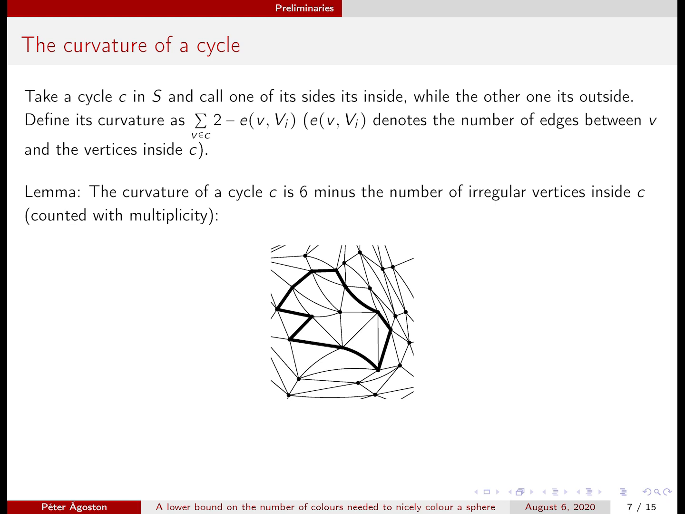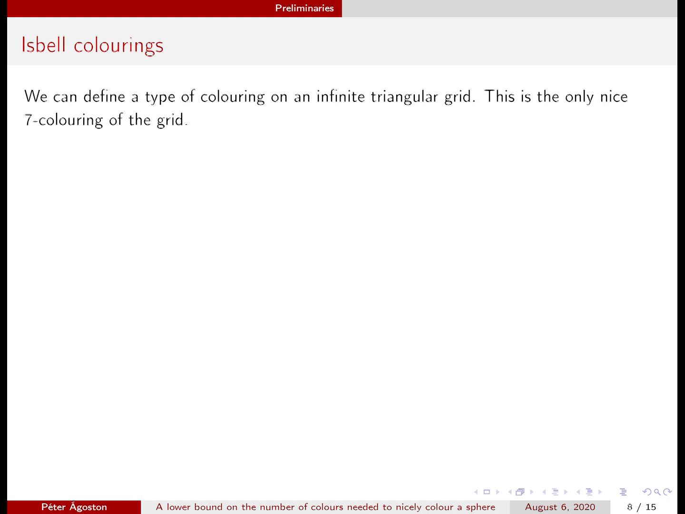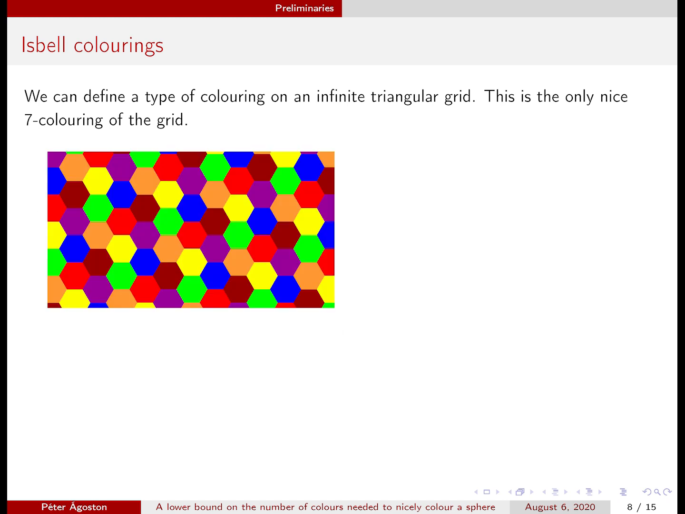It is easy to see that such a step can always be performed if C is not a triangle and that the procedure always ends in finitely many steps. In the end, we get a triangle which has a curvature of 6. And since the curvature was increased by the sum of the multiplicities of the irregular vertices originally inside C, we have proved the statement. Now I define a kind of 7 coloring of the infinite triangular grid. It is not hard to prove that this is the only way to do so. Since it is constructed the same way as the pictured 7 coloring of the plane already shown in the introduction, I call these colorings Isbell colorings.